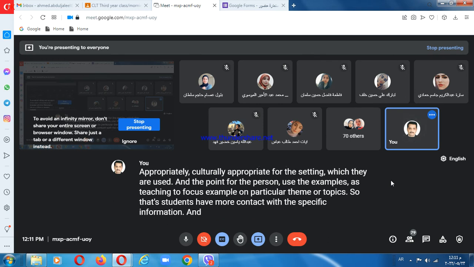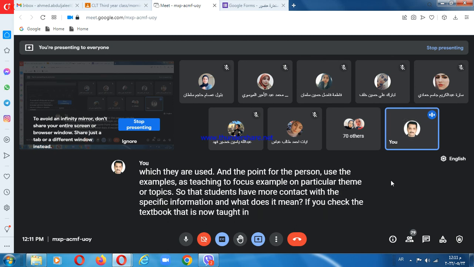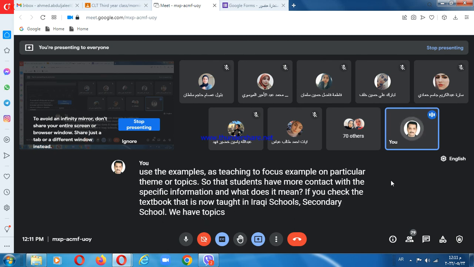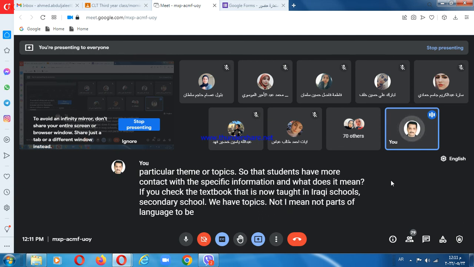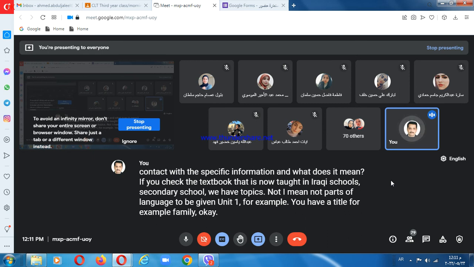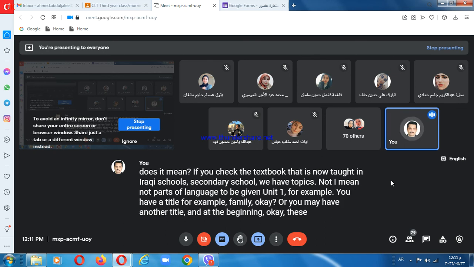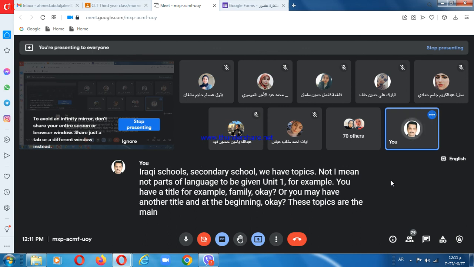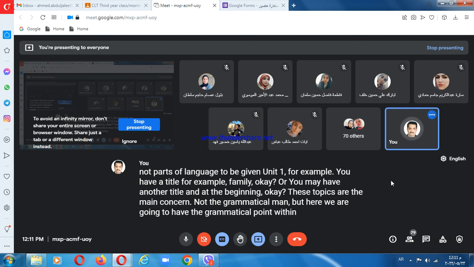What does it mean? If you check the textbook that is now taught in Iraqi secondary schools, we have topics, not parts of language to be given. Unit 1, for example, has a title such as family, or you may have another title, such as at a picnic. These topics are the main concern, not the grammatical one, but here we are going to have the grammatical point within the topic itself.